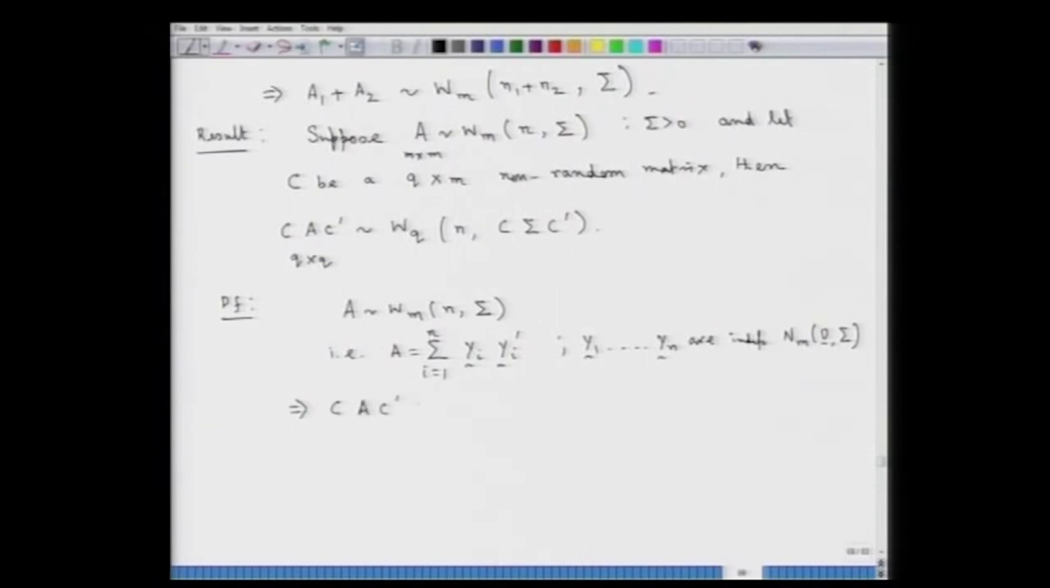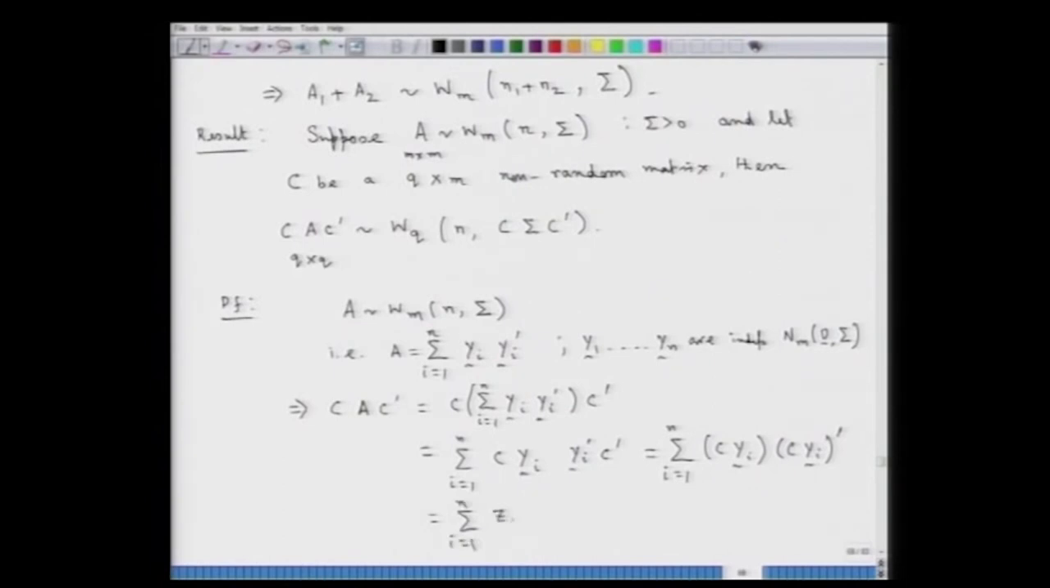So, this would imply that C A C prime is C times A, where A is summation i equal to 1 to n y_i y_i transpose, times C transpose. So, we pre-multiply this summation with C and post-multiply with C prime. So, what we have is summation i equal to 1 to n C y_i, and this is y_i transpose C transpose. So, this one can write as summation i equal to 1 to n, let me just write it as C y_i, and this can be written as C y_i transpose. Right?